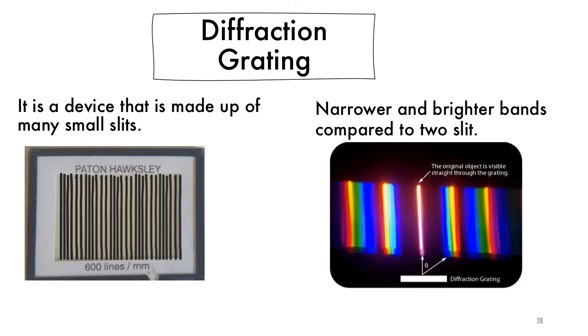When white light passes through a diffraction grating, we can see a center white fringe or band is formed, and it is flanked by colored fringes on either side, and they appear to be brighter, as we can see in the picture. A diffraction grating gives the same pattern as the double slit interference pattern, but the difference is that here the bands are narrower and brighter.